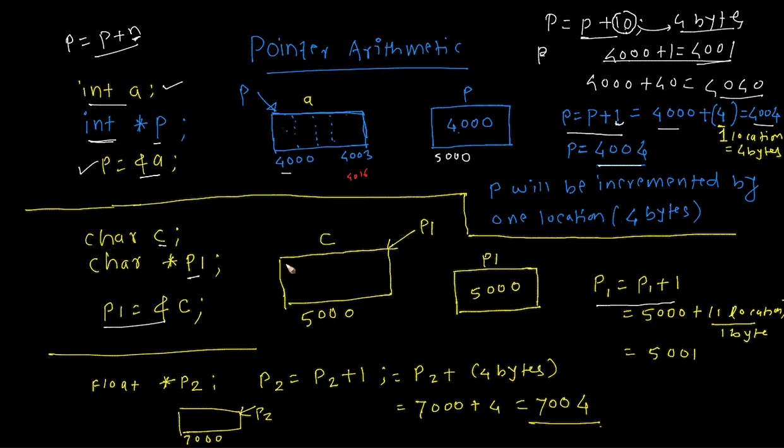And here one location is 1 byte only. So P1 will be incremented by 1. P1 is 5000, so 5000 plus one location, and one location is of 1 byte. So it becomes 5001, right?